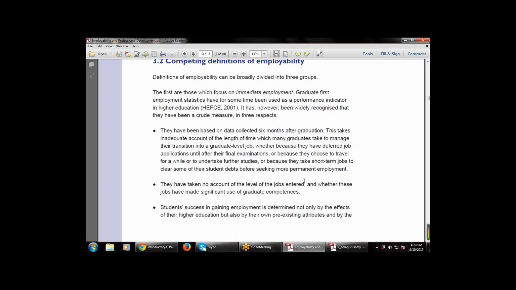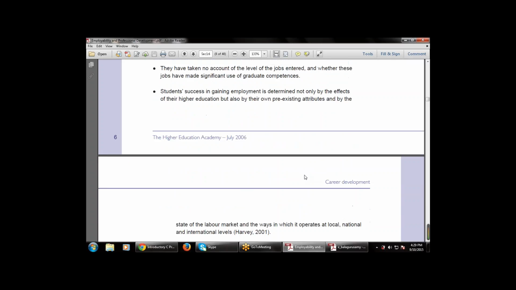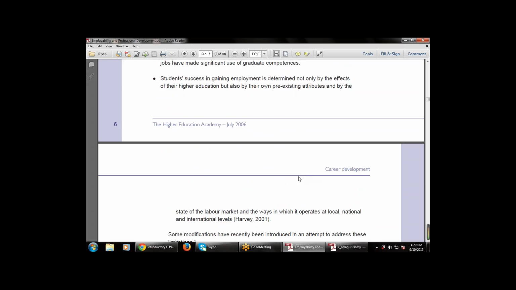Then, student success in gaining employment is determined not only by the effects of their higher education but also by the effect of their pre-existing attributes, developed by using employability skills.